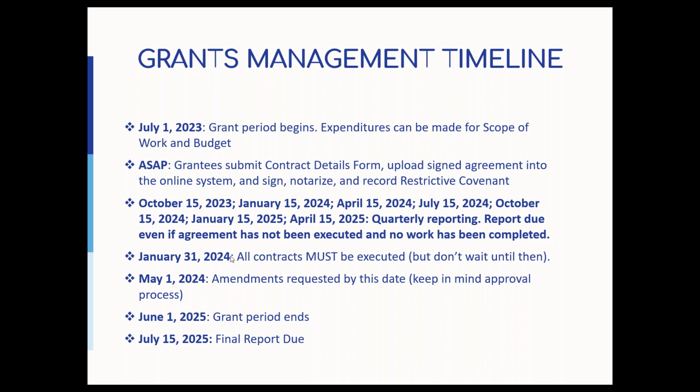May 1st, 2025. Wrong date again, sorry about that. Amendments have to be created by this date. So the grant period ends on June 1st of 2025. We ask you to request amendments for extensions at least 30 days in advance, which would bring it to May 1st. But keep in mind that if your contracts have to go through an approval process or it has to go to a commission or a council for approval, you may need some extra time in there. So maybe 60 days in advance. Just keep that in mind.